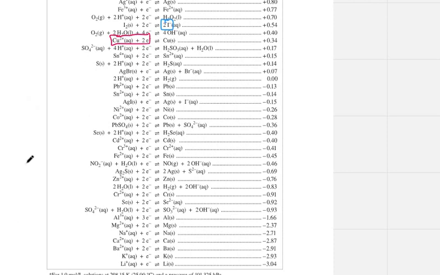And what do you think this means for the spontaneity? Strongest oxidizers here, strongest reducers here. Draw your arrow, and it's uphill, which means not spontaneous. If you mix these two ions, nothing should happen unless we give them a push.